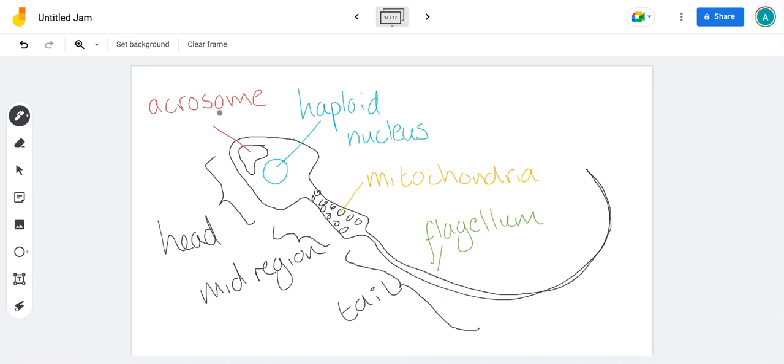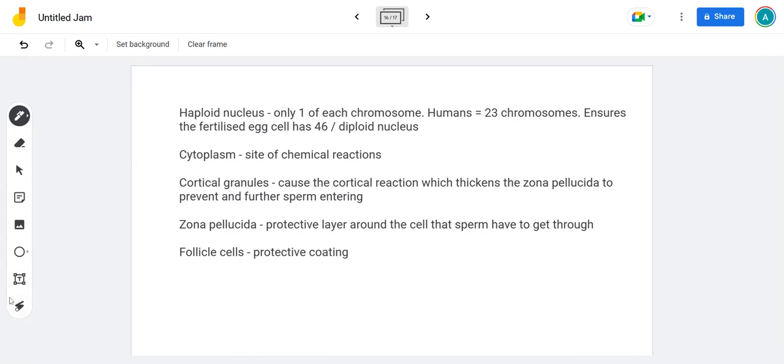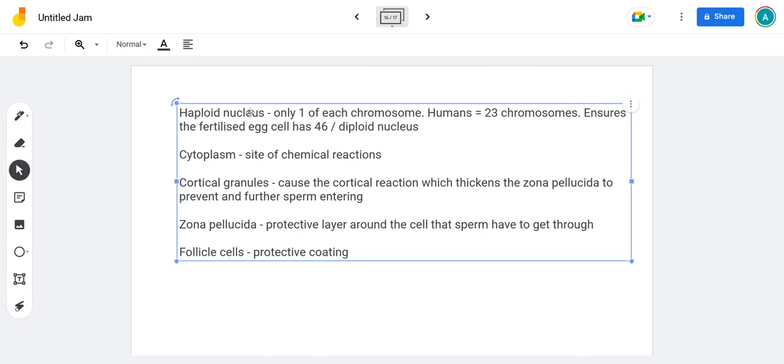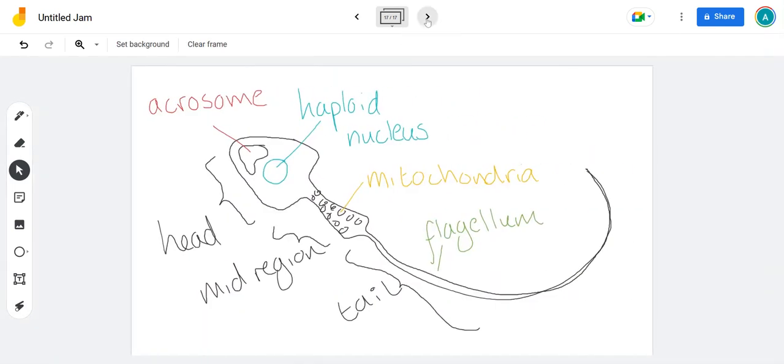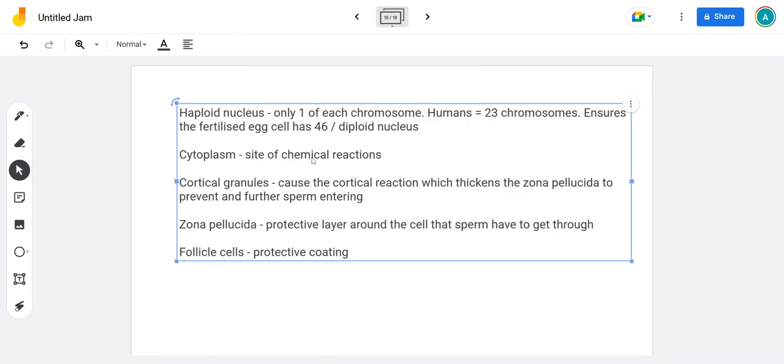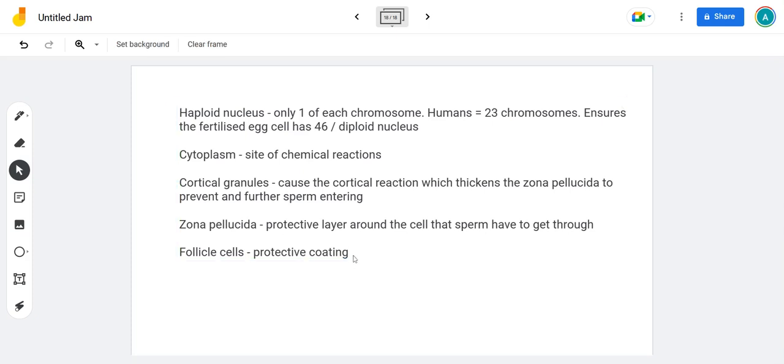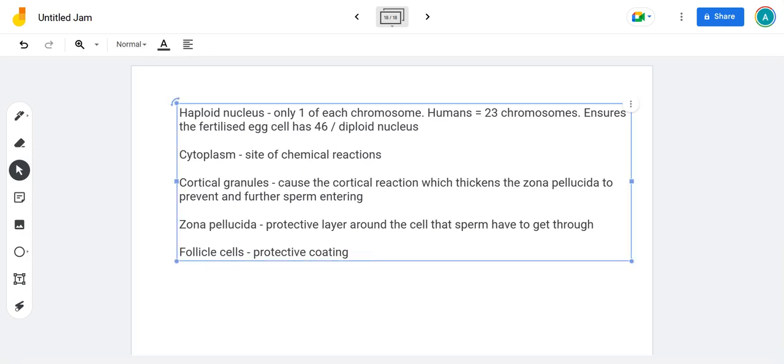So let's go through these specific 4 things that it says you need to know. Let's copy this box because the haploid nucleus part will be the same. So it's got a haploid nucleus, only one of each chromosome. Humans, that's 23 chromosomes, and it shows the fertilized egg cell has 46 because 23 from the egg, 23 from the sperm. Now, the other parts are obviously different.